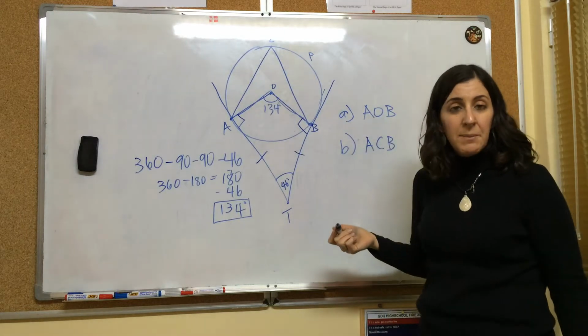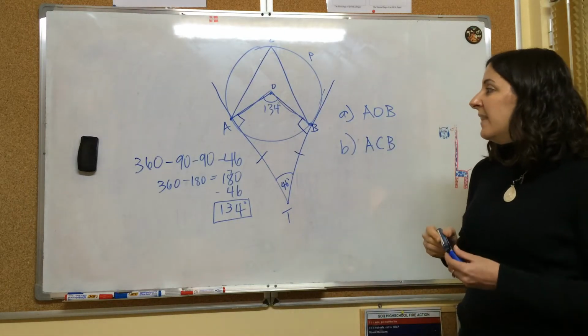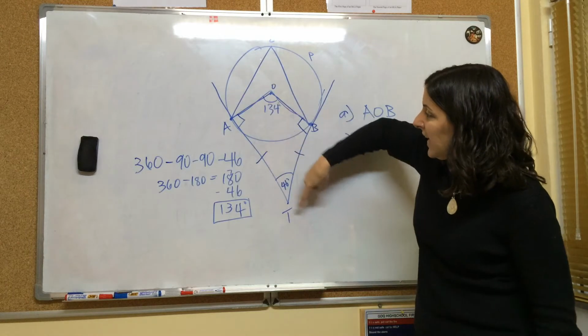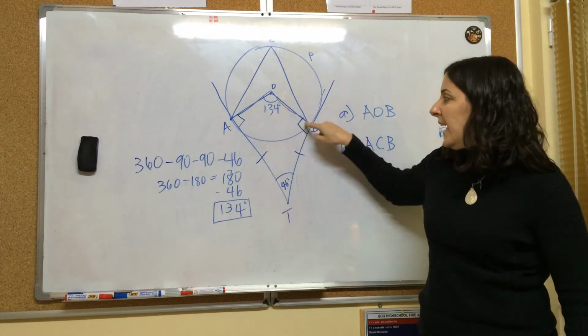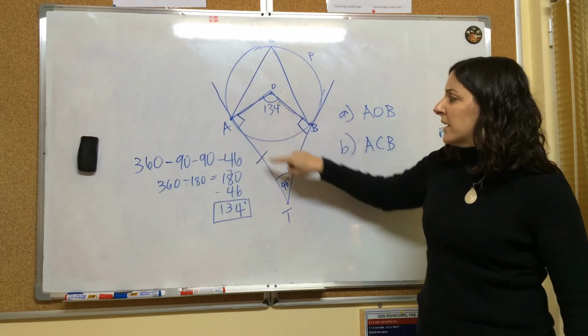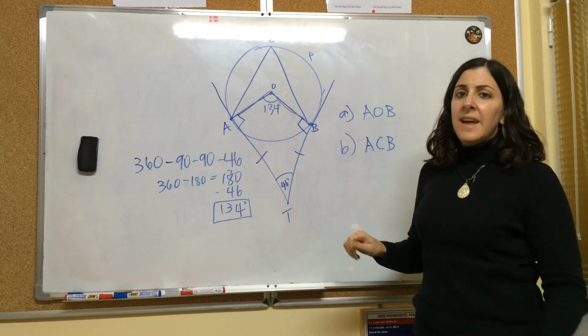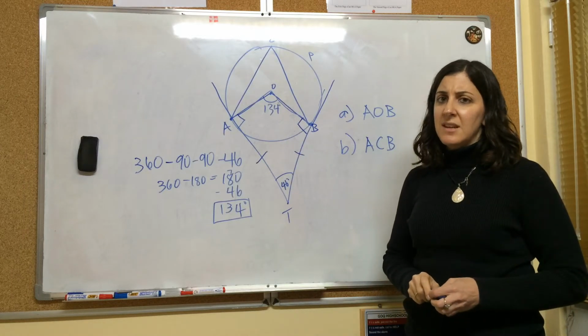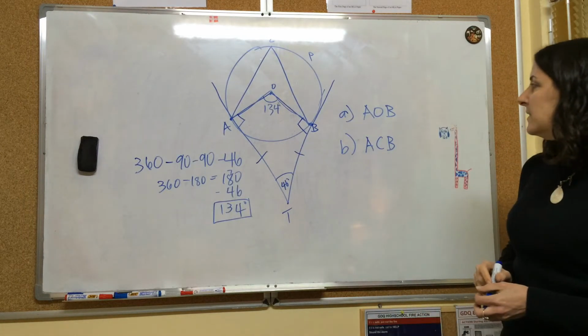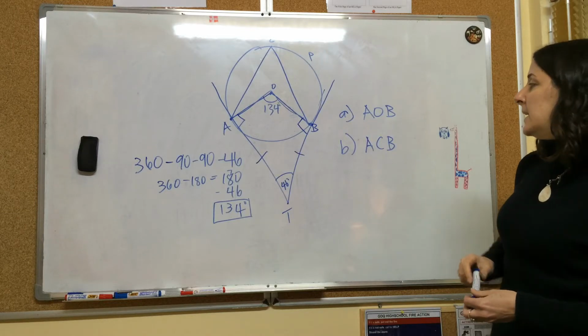So not so complicated, but we needed to know that when our line, the tangent, hits a radius, it forms a 90-degree angle. And that happened on the two sides. Then we saw that if we have a four-sided shape, it's going to be 360 degrees. Now, the next thing they want to find out is ACB.